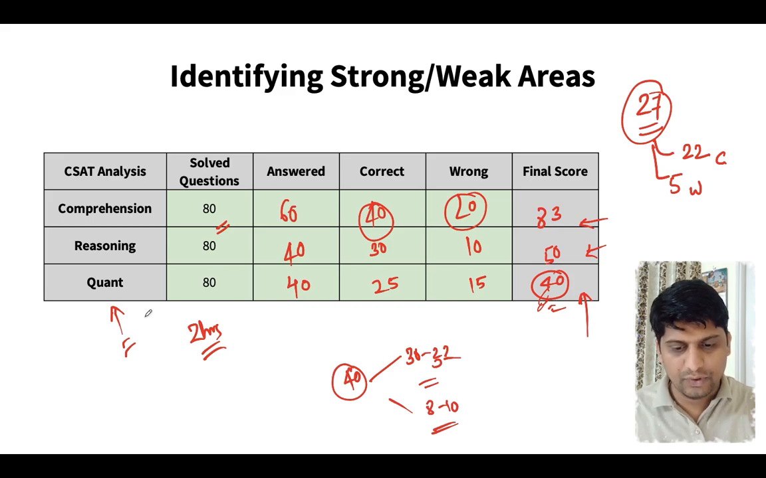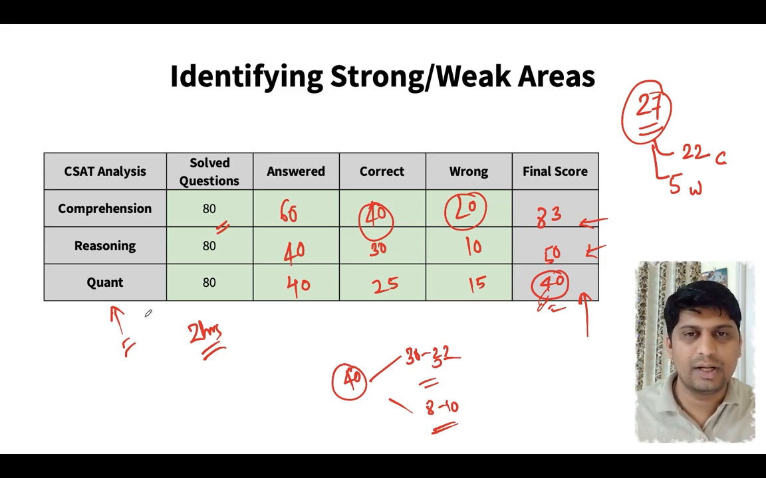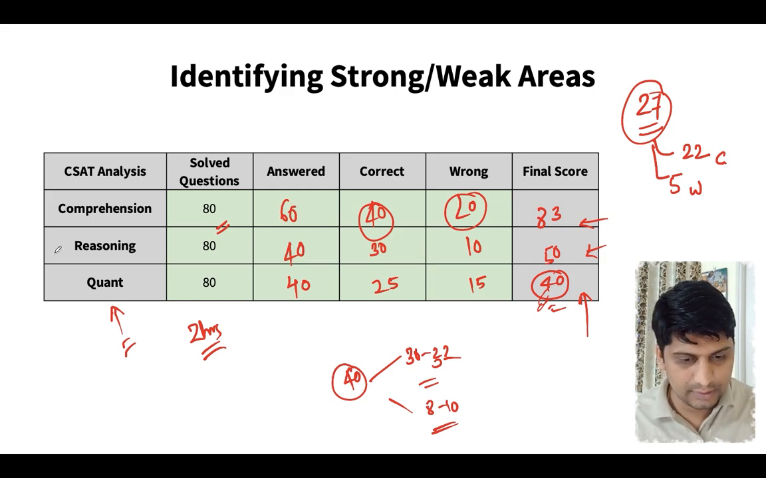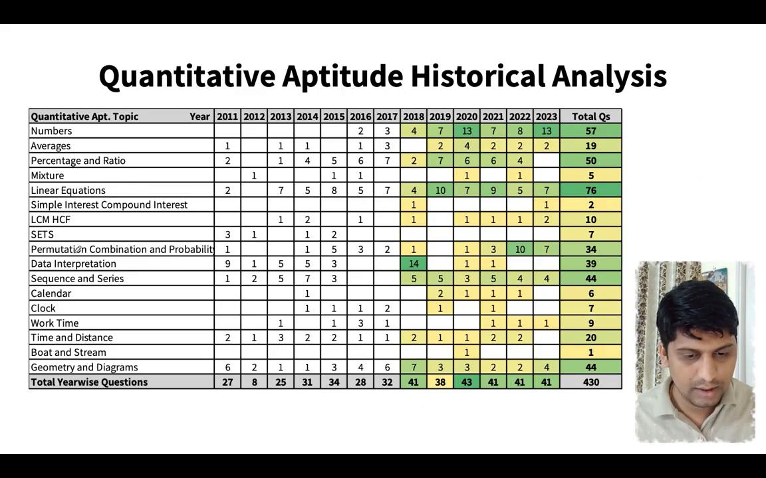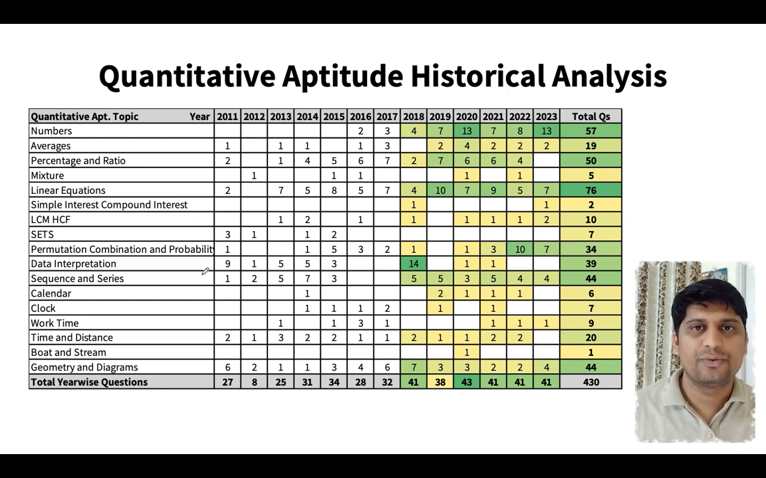Now comprehension, quant, reasoning. Comprehension is slightly different from the other two sections. Why? Because in comprehension there is no further division. In quant and reasoning there is further division. So let's talk about quant for a while. This is a table which talks about the historical analysis of quant. You can pause the video and go through it in a lot of detail. I'll just rush through it. Now these are all topics and subtopics in quantitative aptitude.